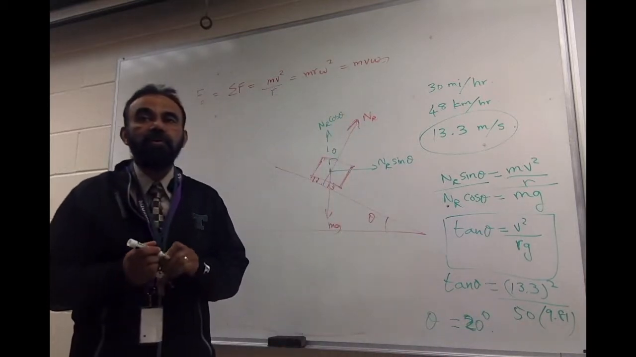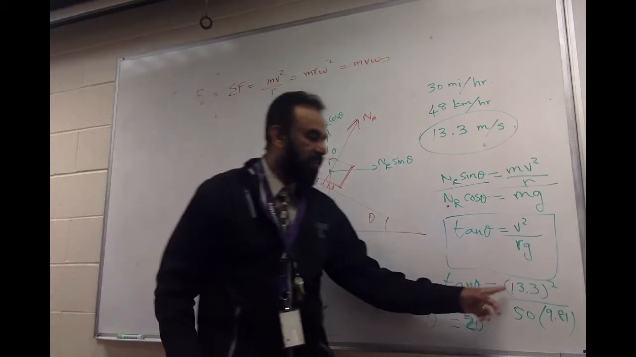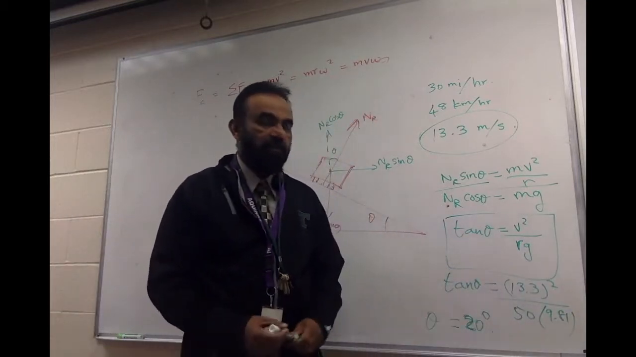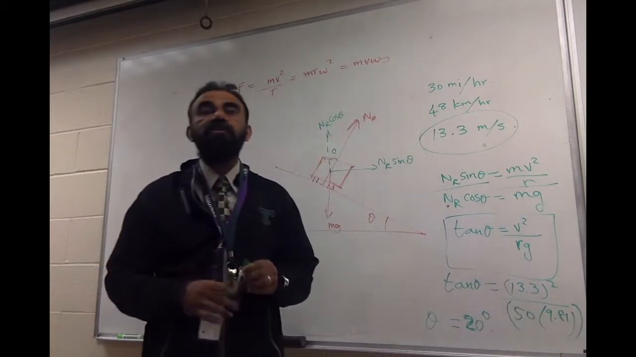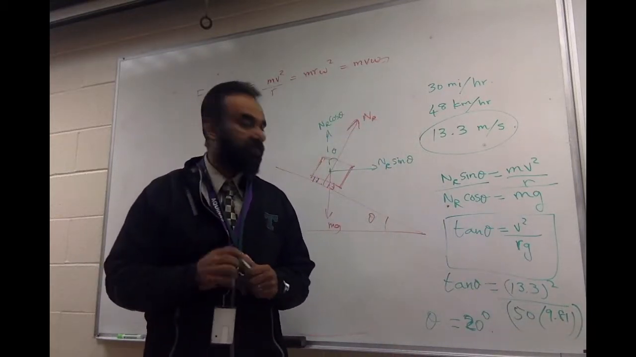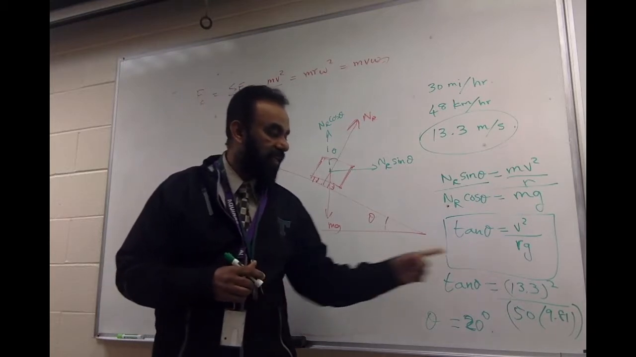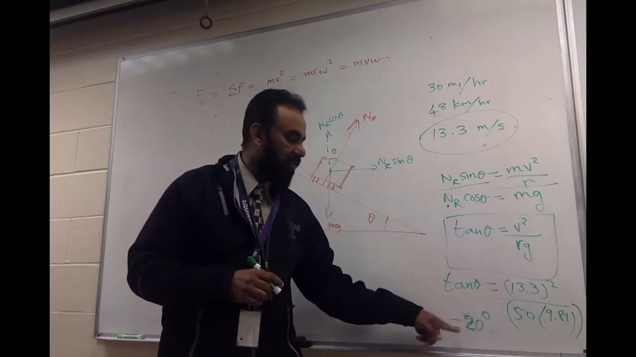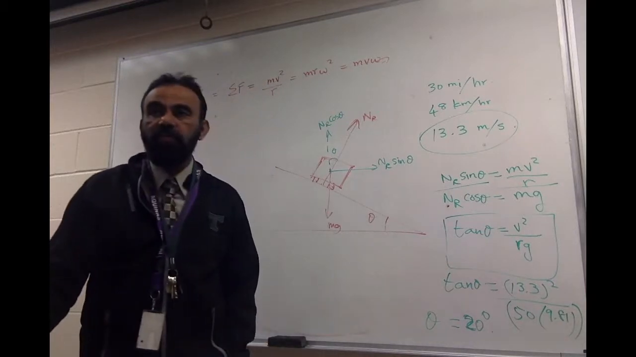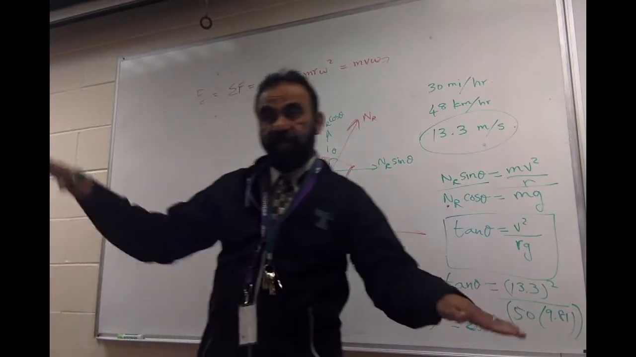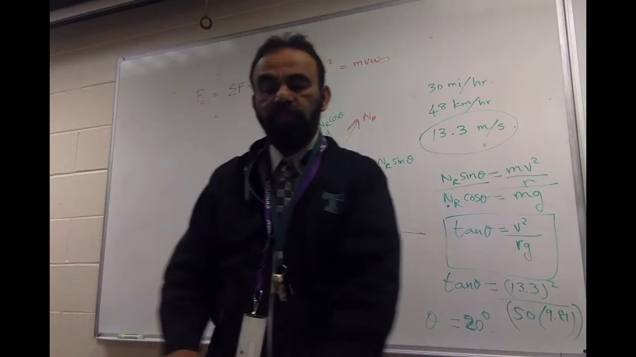Right? All of you got it? Yeah. Just plug this in. Make sure you put brackets properly because the calculator needs to understand what your intention is. And then you should get an answer, and then tan inverse of that answer should be around 20 degrees. So the angle of the banking has to be 20.